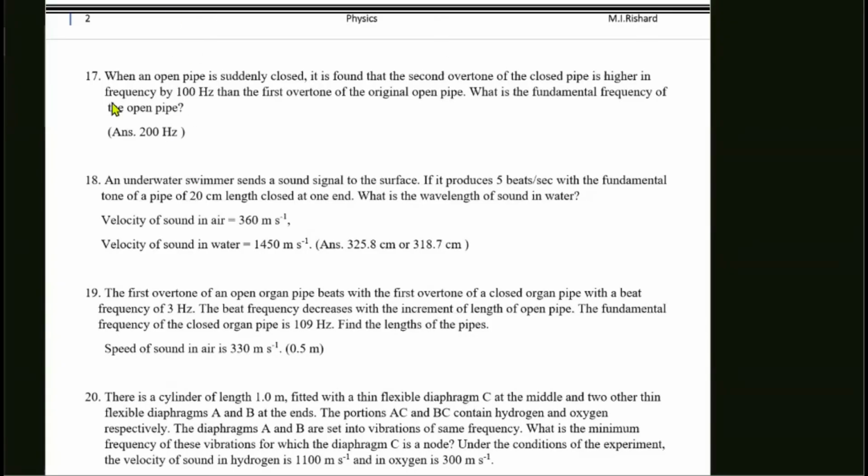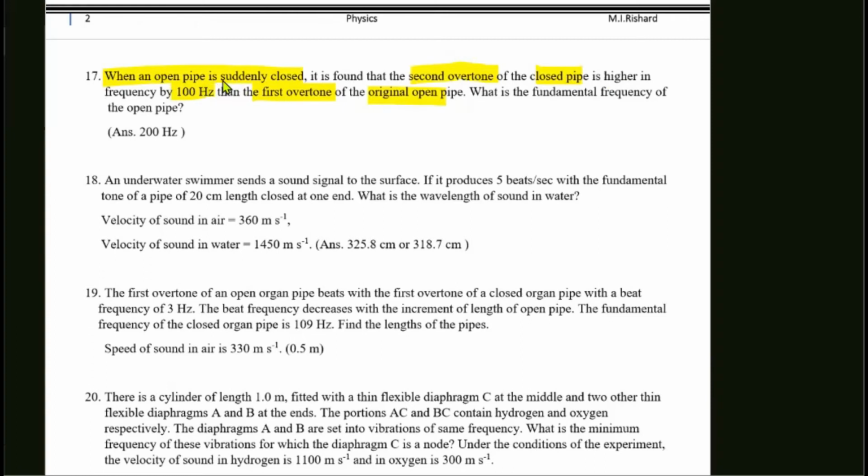Right. So let us move on to the 17th problem. This says when an open pipe is suddenly closed, it is found that the second overtone of the closed pipe is higher in frequency by 100 hertz than the first overtone. Right. This is completely English. Of course, you have to understand. They might have tried, how do I say, to complicate you, to confuse you, right? But this is not a very difficult question if you understand the English behind this.